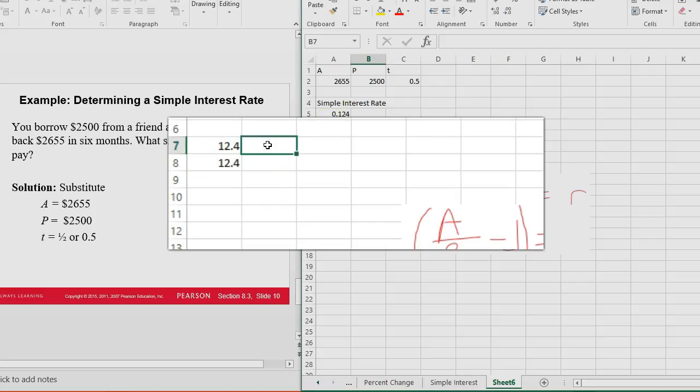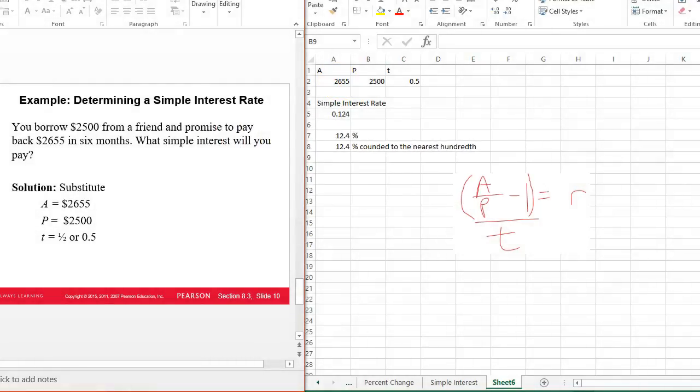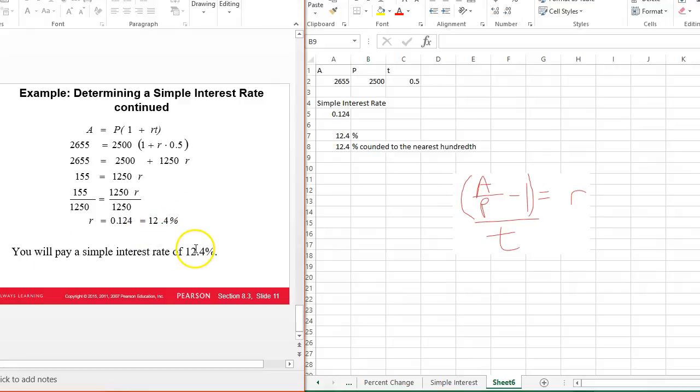So this is a percent, rounded to the nearest hundredth. So there's that problem. There's the solution that we came up with last time.